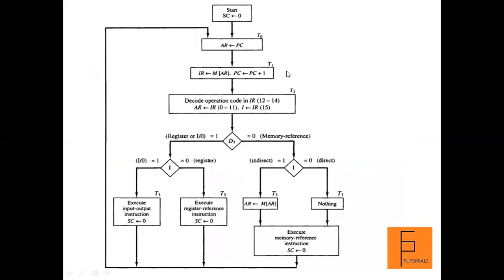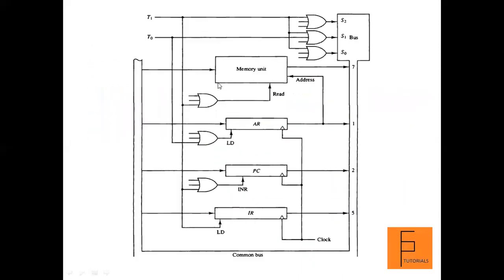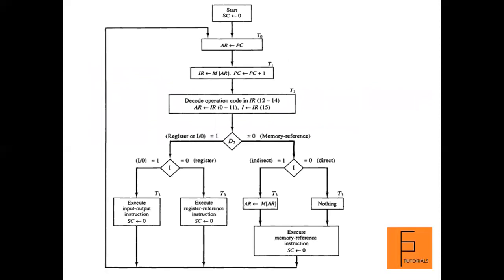Now at T1, if you again observe, I had explained T1. In T1, two steps are involved. You transfer the content of the memory location denoted by the address register to the instruction register, and you increment the program counter by 1. So these two micro instructions are executed at time T1, and that is exactly what is shown here. Now at time T2, you perform the decoding operation. So how do you decode? You decode in multiple steps.